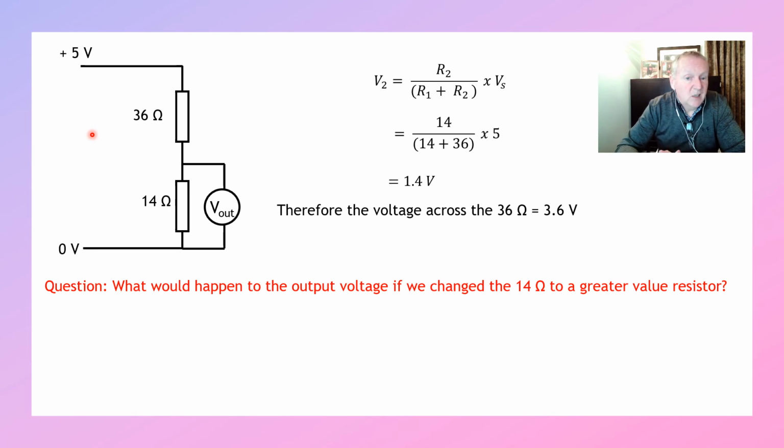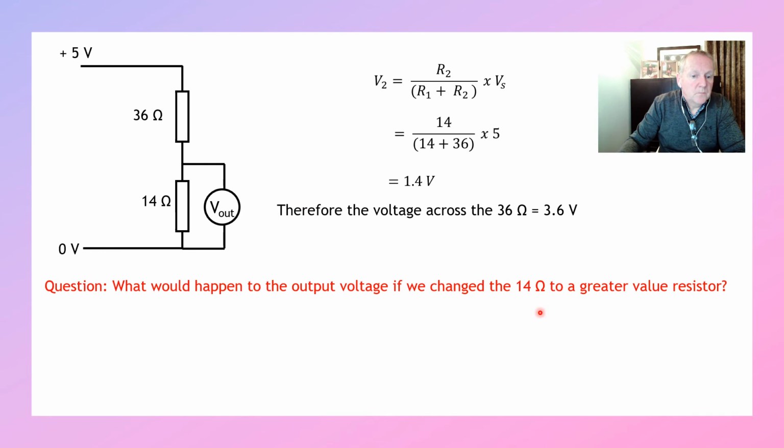This one is actually a lot easier because it's asking about the output voltage directly, and we're changing the value of that resistor. So if we make the 14 ohm resistor here a greater value, hold on, I need to think about this.